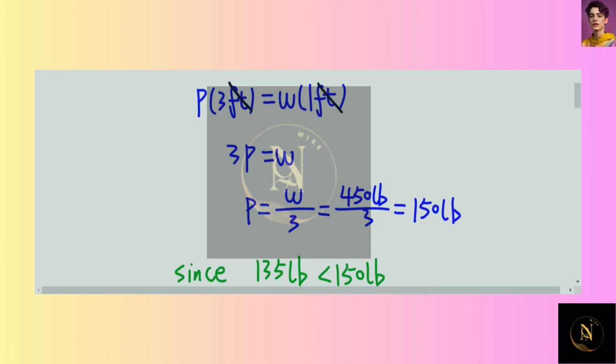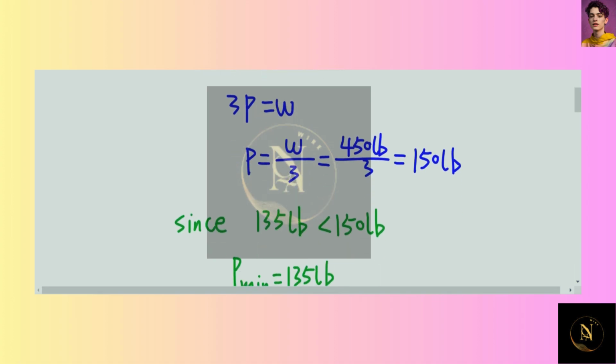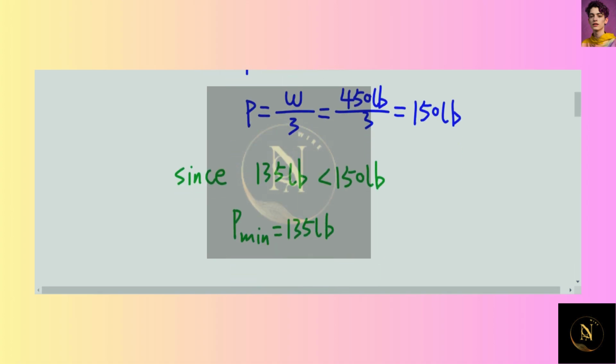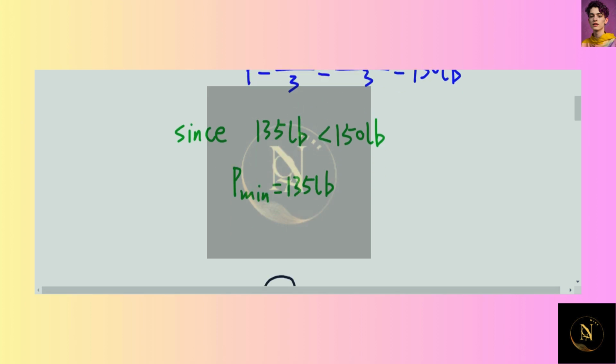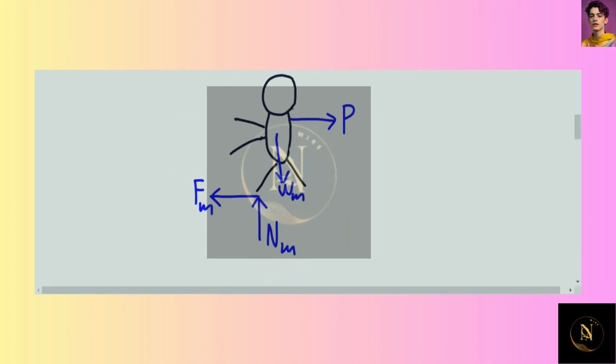As you can tell, 135 pounds is less than 150 pounds. Therefore, the smallest value for force P should be equal to 135 pounds. So in order to move the crate, the minimum amount of force that can be applied should be equal to 135 pounds. So now let's take a look at the force diagram for the person.